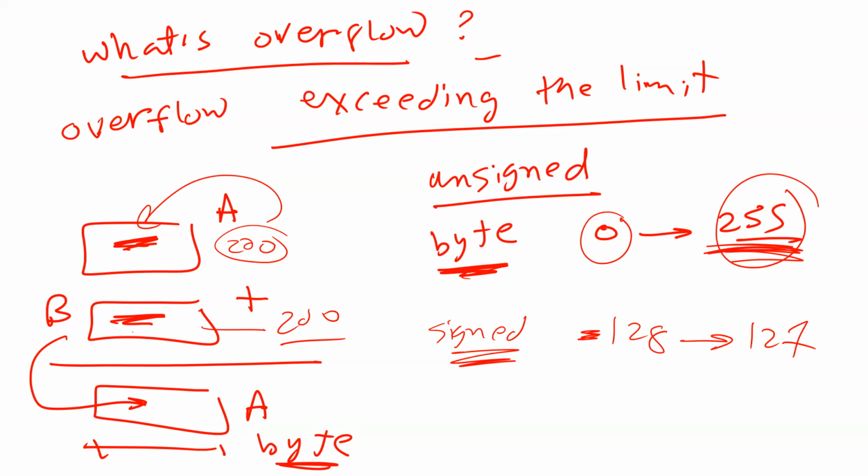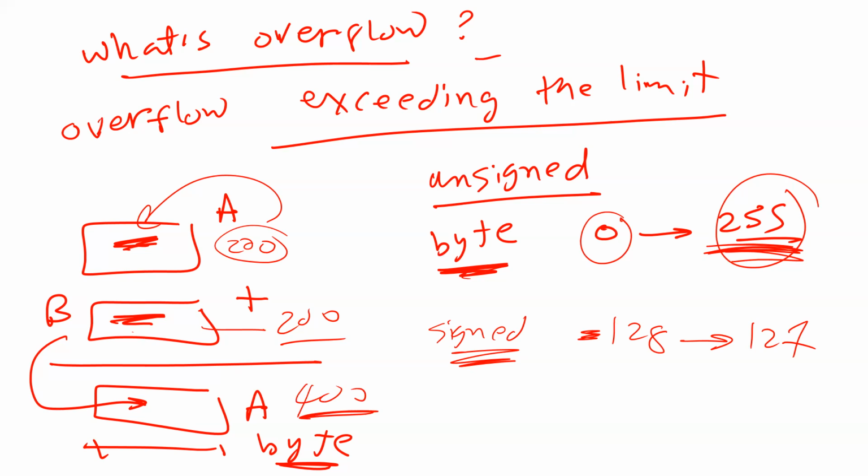when I add them together and I want to store the result in a byte, overflow is going to happen. Overflow means you want to store the result in a byte, but the byte is not enough. You exceeded the limit, right? Because 200 plus 200, I need space for 400. That's the meaning of overflow.